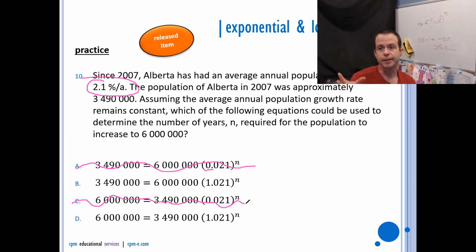Now I have to think, the 3 million and the 6 million are in two different spots. So I have to know which parameter gives me my starting population and which parameter gives me my ending population. A is your starting population, Y is your ending population. So I need a starting population of 3 million and an ending population of 6 million. That's going to give me an answer of D.